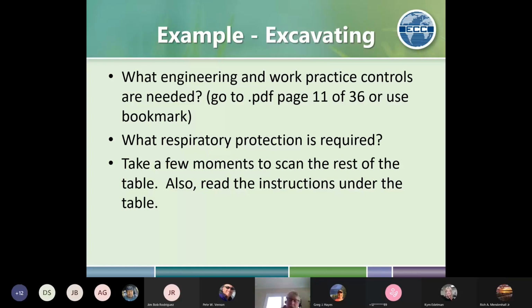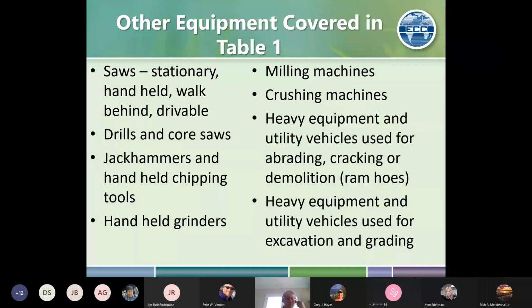Okay, any other questions or comments on table 1? Okay. So as you can see, some of the other equipment that they cover on table 1 are saws and drills and core saws and jackhammers and crushing machines, milling machines, handheld grinders.